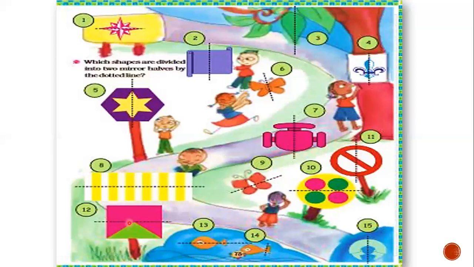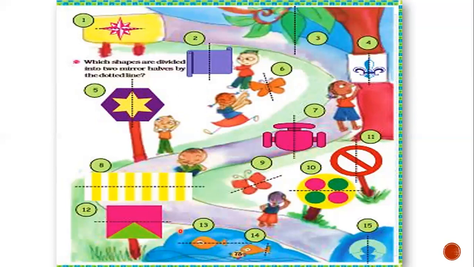12th one, you can see if we keep the mirror here, you are going to get the exact reflection of the left side upper part only, not the lower part. The upper part you will be able to see, and the lower part also will look in the mirror reflection the same as the upper part. So it is not the mirror half.